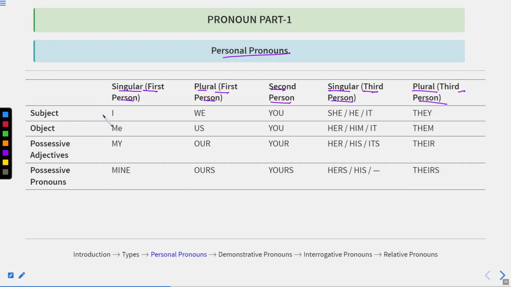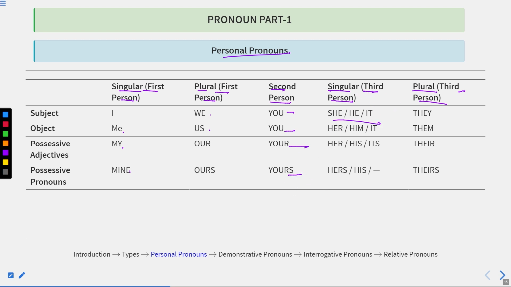Now, if you see the subject, I is a singular first person pronoun whose object is me, and possessive case is my and mine. Then plural first person, we, its object is us, our is the possessive adjective, and ours is the possessive pronoun. For second person, you is the subject, you is the object, your is the adjective, and yours is the possessive pronoun.